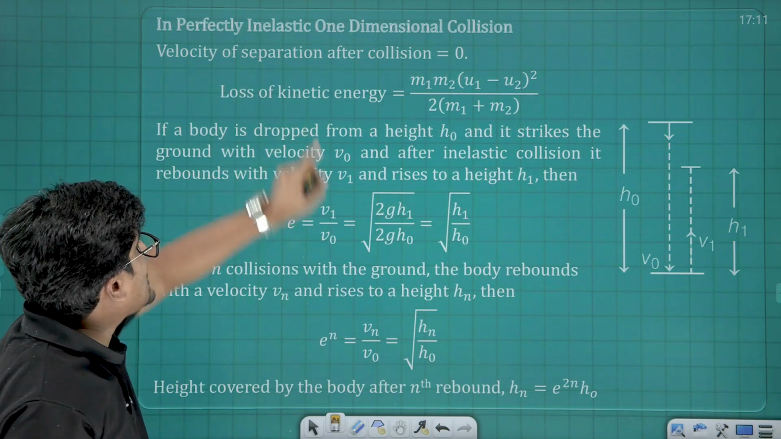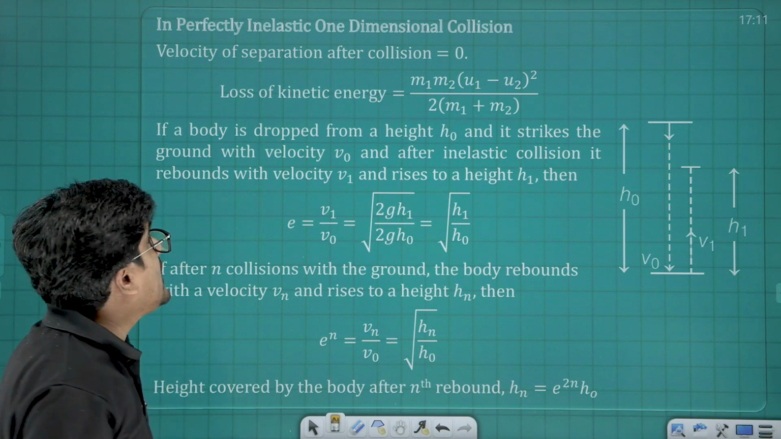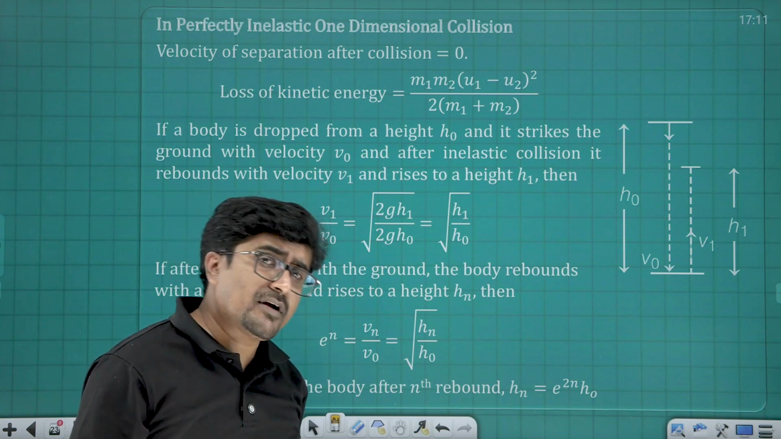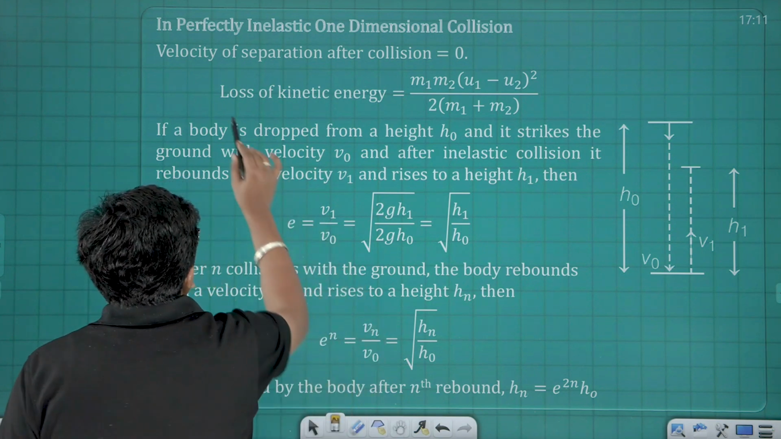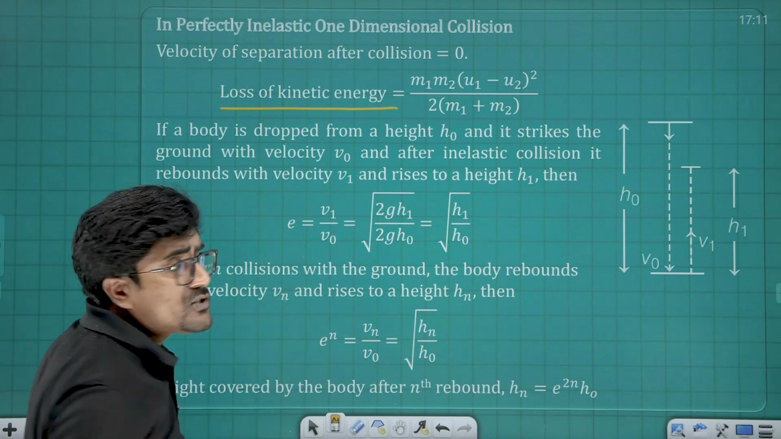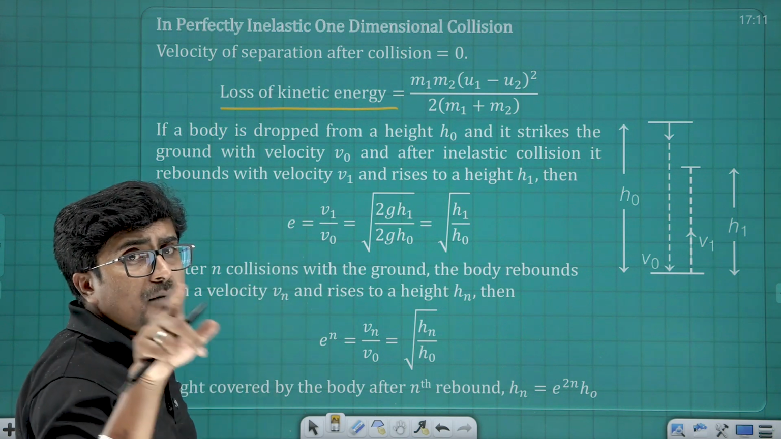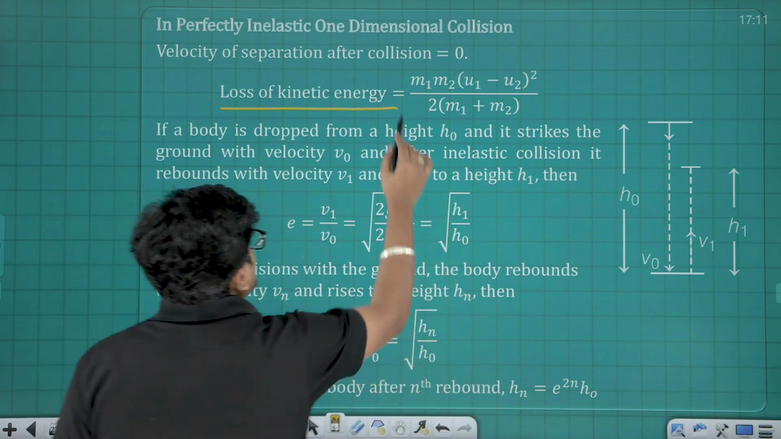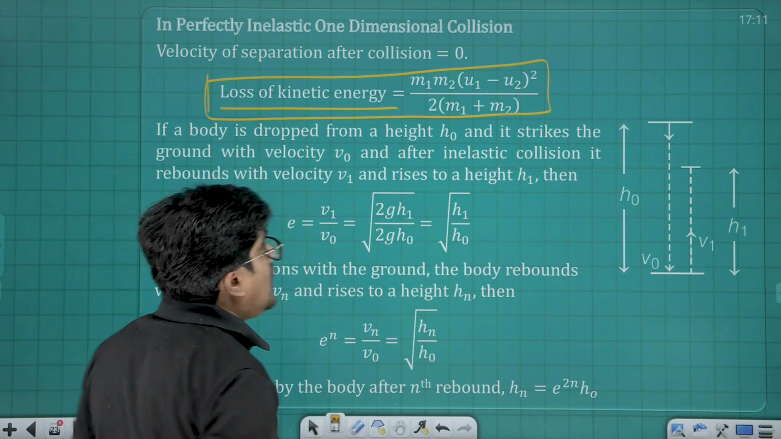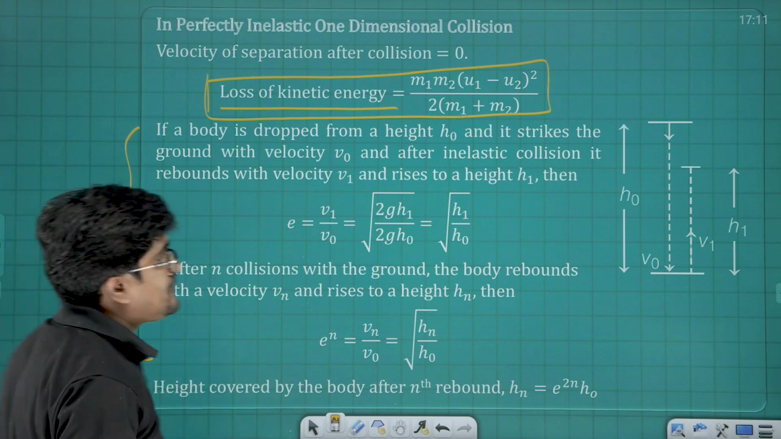Perfectly inelastic one-dimensional collision. I repeat, perfectly inelastic one-dimensional collision. You know that the velocity of separation is 0 after a perfectly inelastic collision. So in that case, the loss of kinetic energy is going to be M1 M2 into (U1 minus U2) the whole square, all divided by 2 times (M1 plus M2). That's going to be the loss of kinetic energy. And the next one is very important.